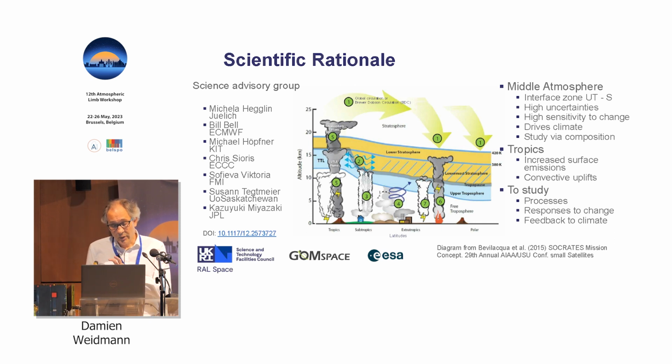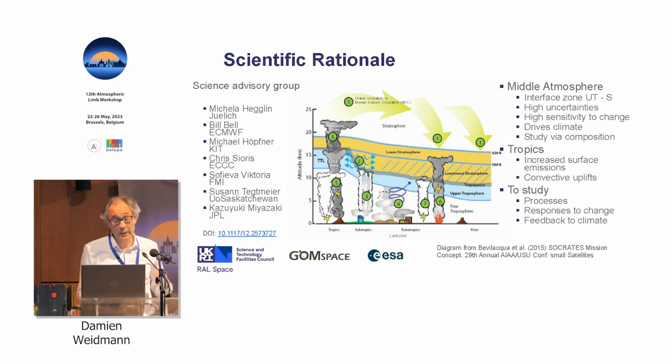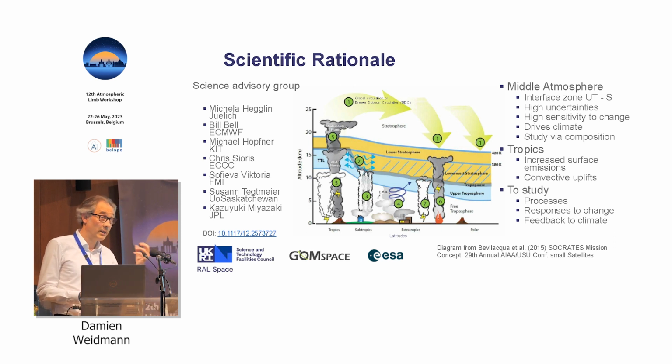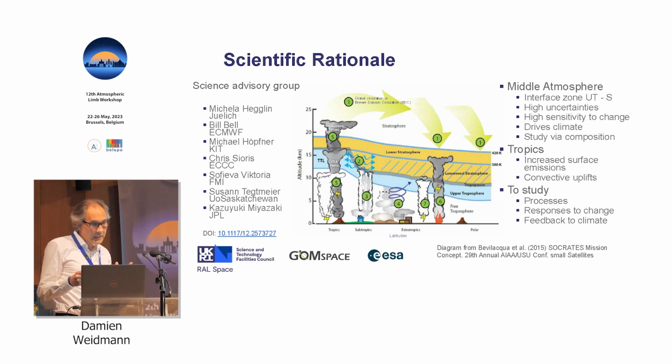The other aspect we're focusing on is the tropical region. The reason is that you have all the mega cities in these regions. That means pollution emission, greenhouse gas emission, and aerosol emission at the surface level, which, due to the convective uplift, make their way very quickly into the middle atmosphere and alter its composition. So that's really the generic scientific rationale.